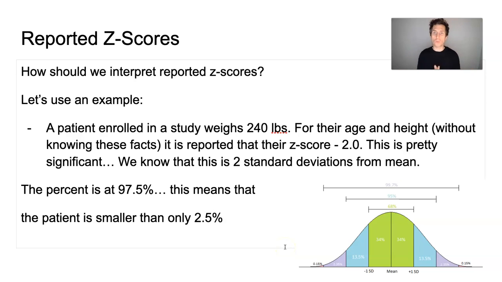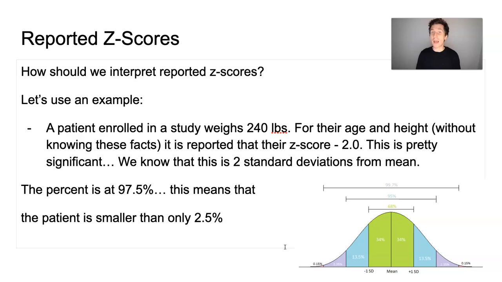So another way that we might think about the reporting of z-scores and how we should interpret them is, I think, made a little bit clearer by this example. So let's say we're reading a medical journal and it states that a patient is enrolled in a study and that patient weighs 240 pounds. Now, for their age and height, it's reported that the z-score puts them at minus 2.0. This would tell us something pretty important, pretty significant here.